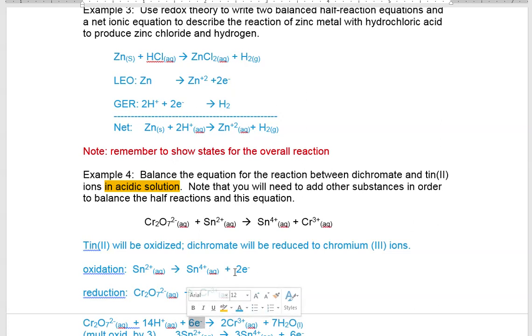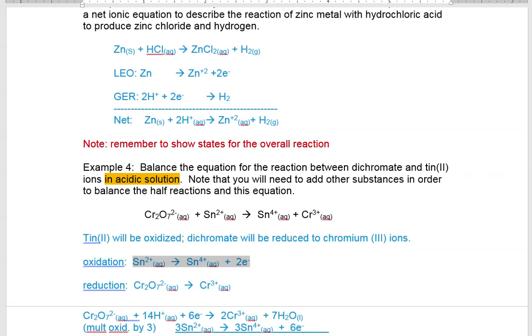We also see here that those don't match, right? We have 6 electrons here and only 2 electrons here, so we need to multiply our oxidation. So what do we multiply 2 by to make it 6? 3. So remember, multiply everything. Multiply the tin 2, multiply the tin 4, multiply the electrons.